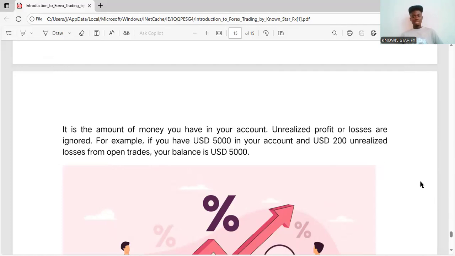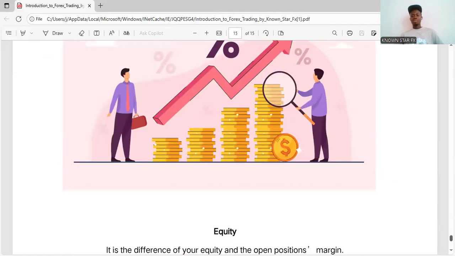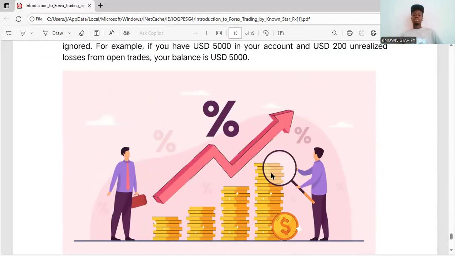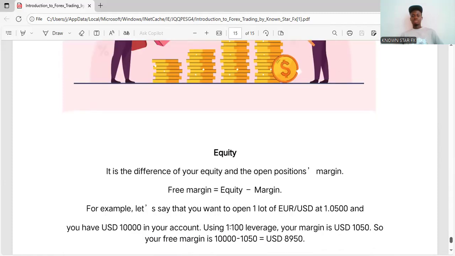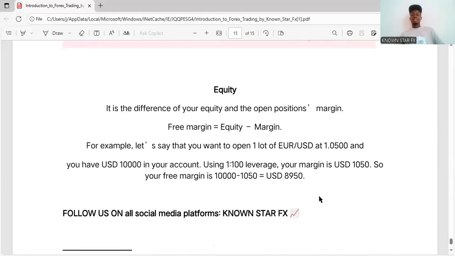But when you close that trade, you will see an automatic deduction of what? $200 from your balance, leaving you with only $4,800. And this is a very, very nice picture. I just tried as much as possible to get good pictures for you guys. So talking about equity, this is the last slide.